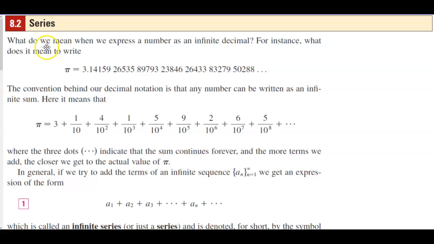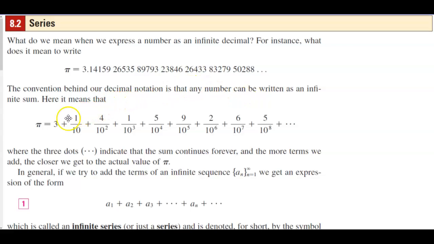In section 8.2, we discuss series. What do we mean when we express a number as an infinite decimal? So for instance, what does it mean to write pi as an irrational number? Well, the convention behind our decimal notation is that any number can be written as an infinite sum.